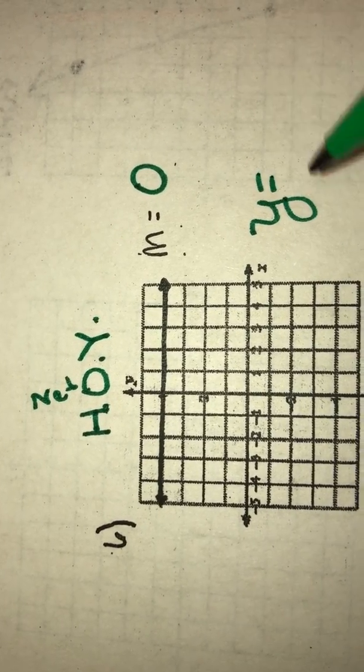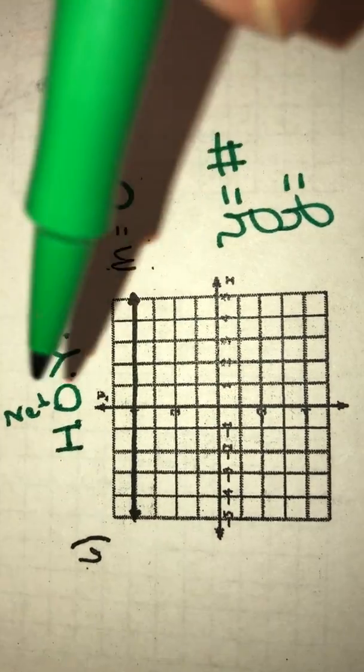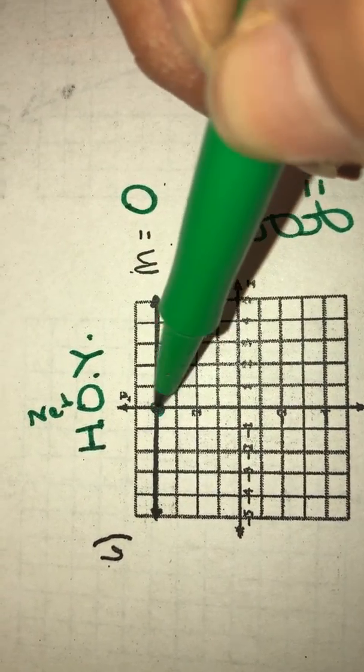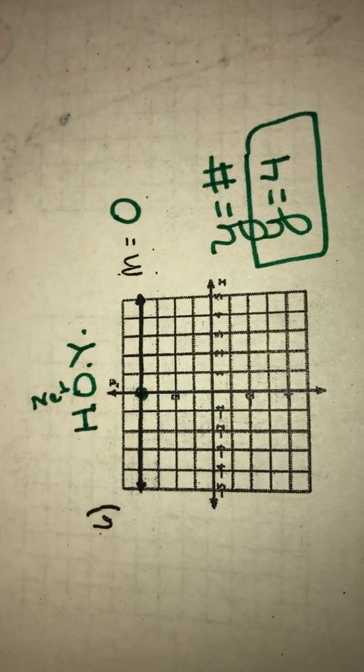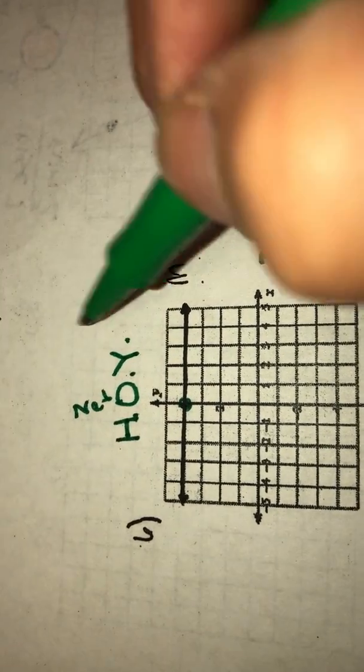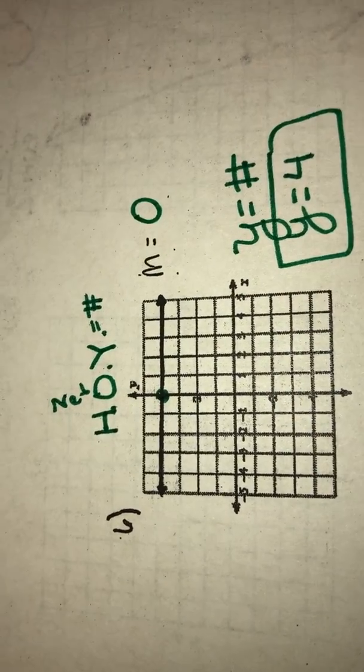What's its equation? It's just going to be y equals a number. Well, what's the number? What is it crossing on the y-axis? Right there, 4. There's no x here, because it's a special line. It's just y and a number. That's the acronym. It tells you.